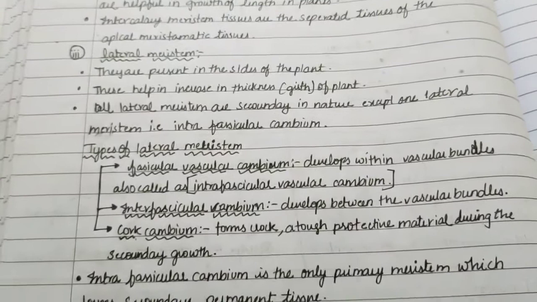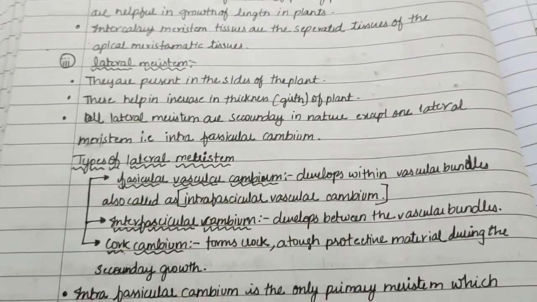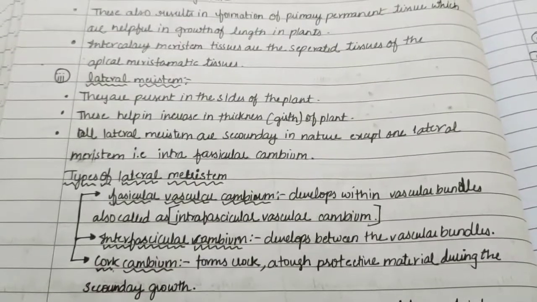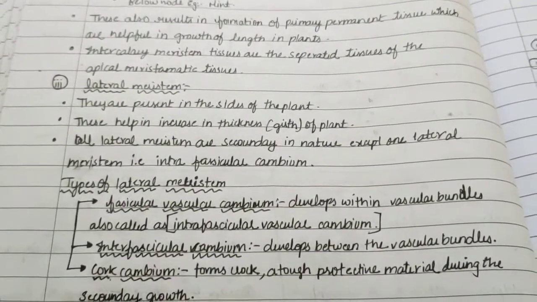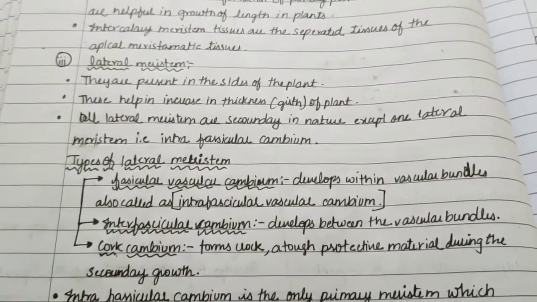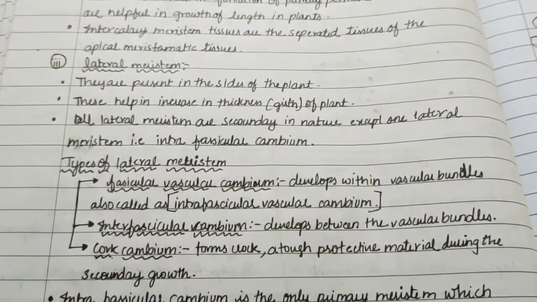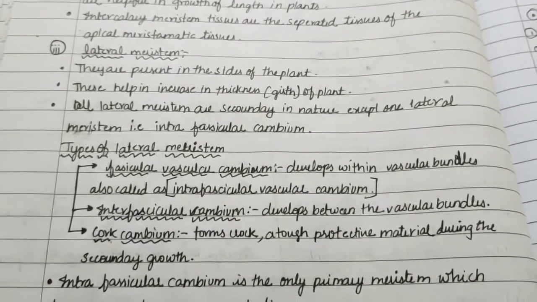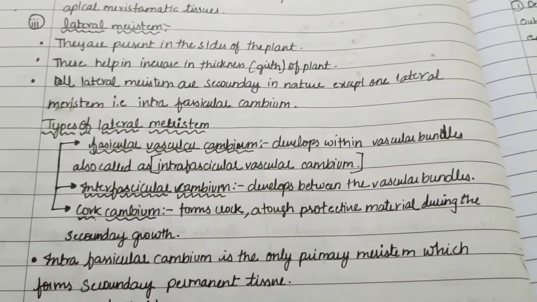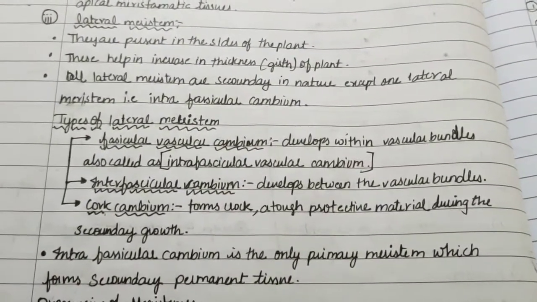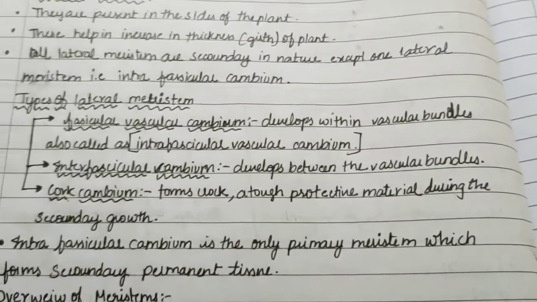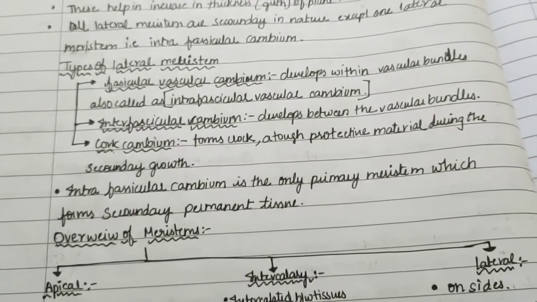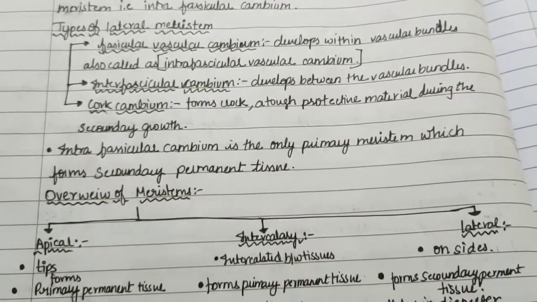First is fascicular vascular cambium, which develops within the vascular bundle, so called intrafascicular vascular cambium, which is primary in origin. Then interfascicular cambium, which develops between the vascular bundles, known as medullary rays. Then cork cambium, which forms cork, a tough protective material, during secondary growth. Intrafascicular cambium is the only primary meristem which forms secondary permanent tissue.